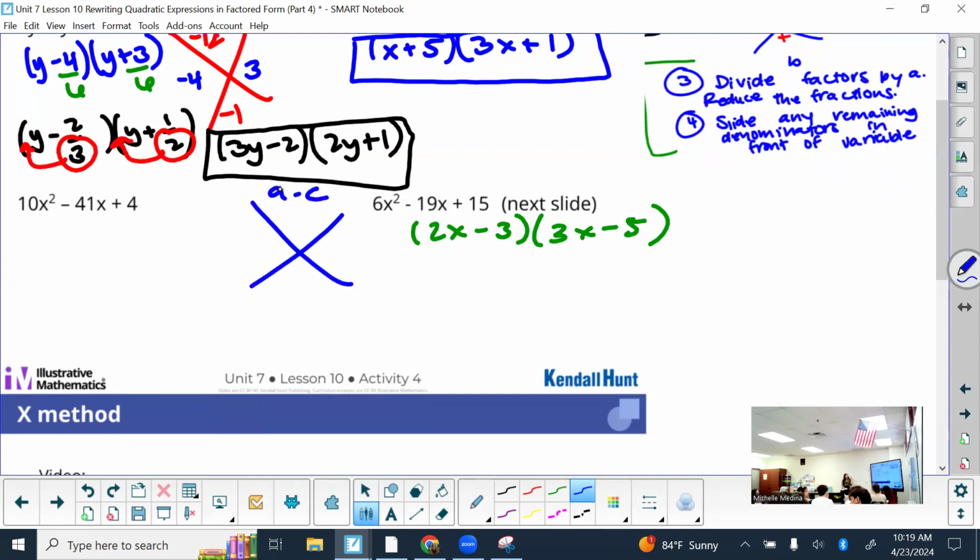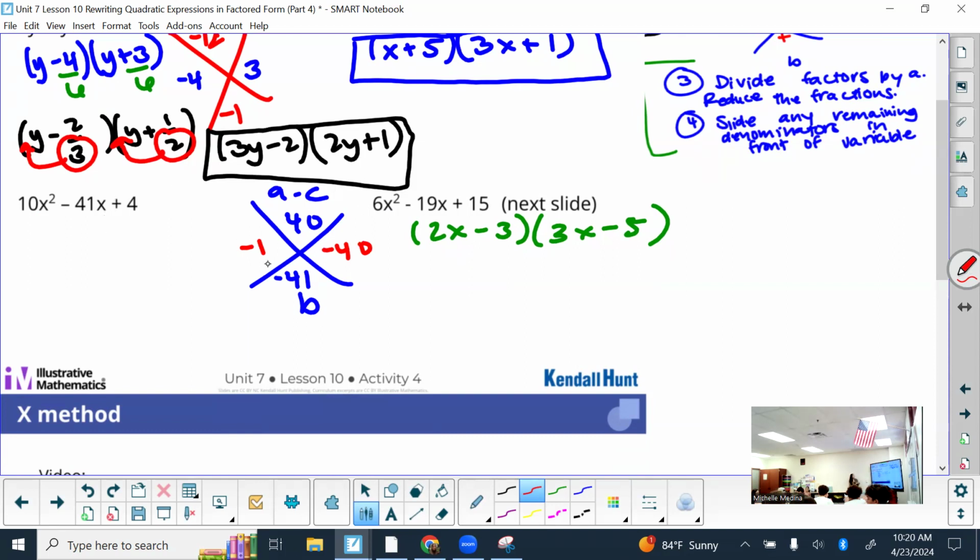So A times C on top, B on the bottom. What needs to go on the top of my diamond? 40. 10 times 4 is 40. What needs to go on the bottom? Negative 41. Questions on that setup? Okay. What multiplies to 40 that adds to negative 41? Negative 1 and negative 40. They both have to be negative to make this work, because it multiplies to a positive, adds to a negative.